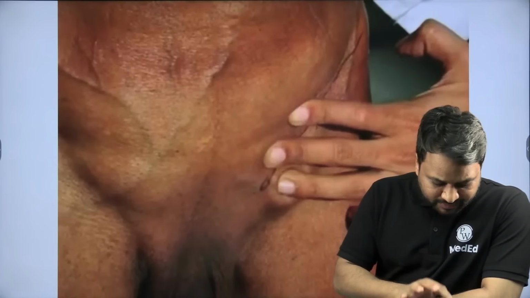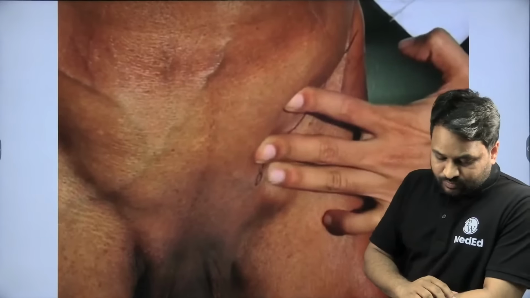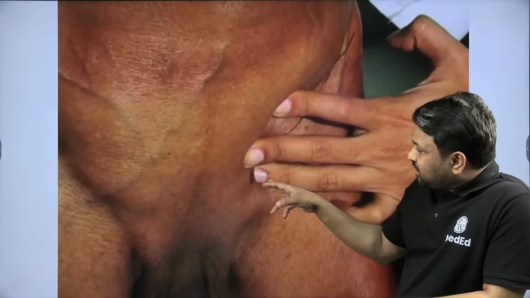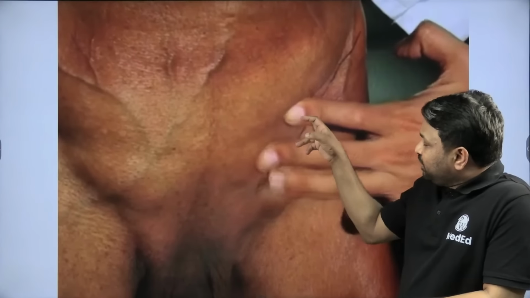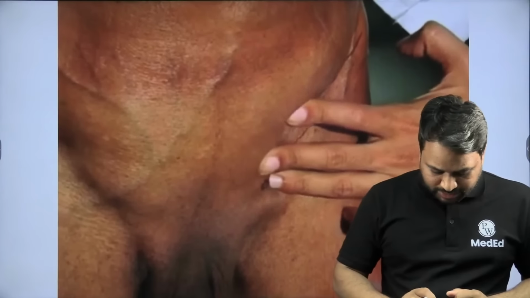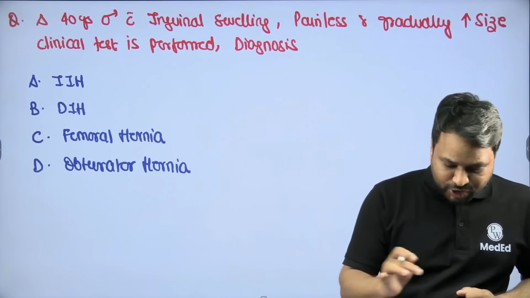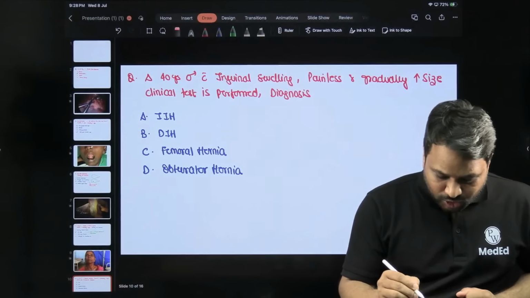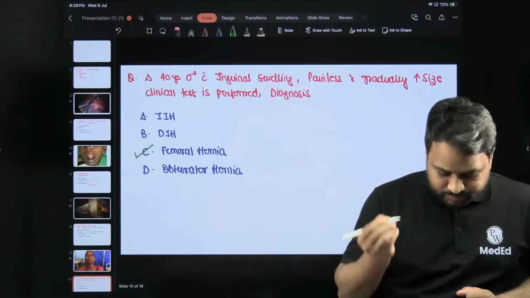I'm going to play the video again, right? So I've marked the superficial inguinal ring, which is here. The deep inguinal ring is here, and this is below that level. And the answer is going to be your femoral hernia, right? So the answer to this question is your femoral hernia, right?